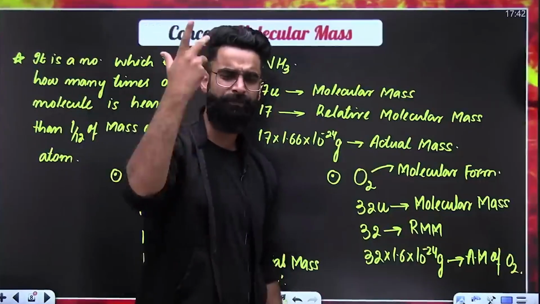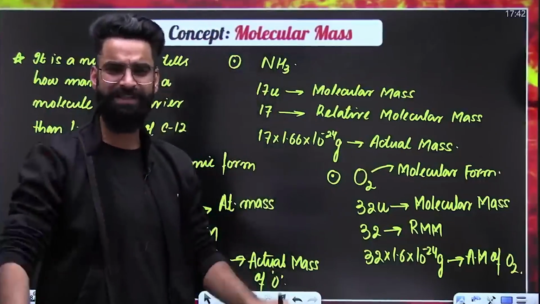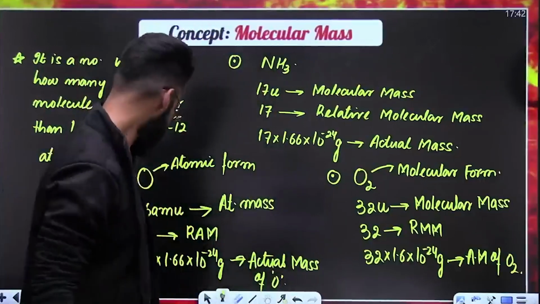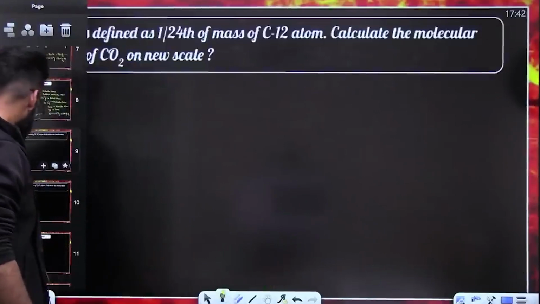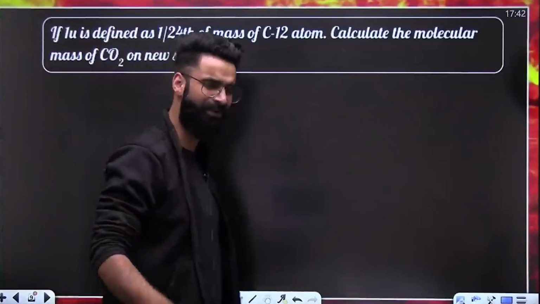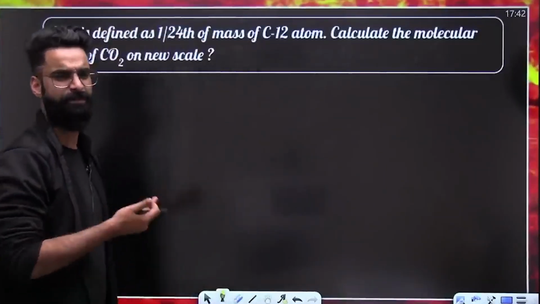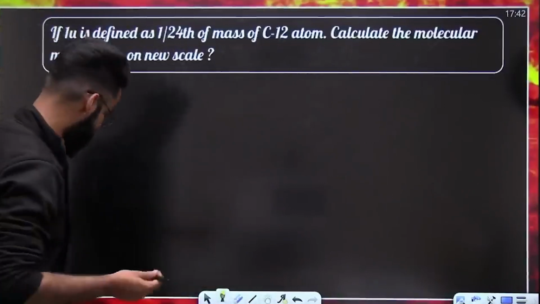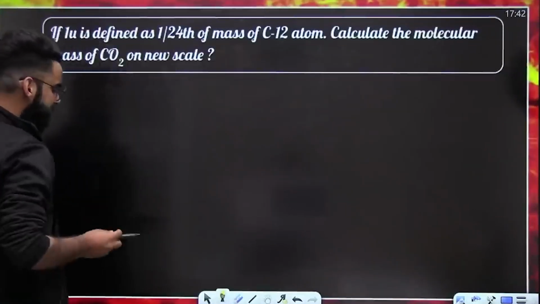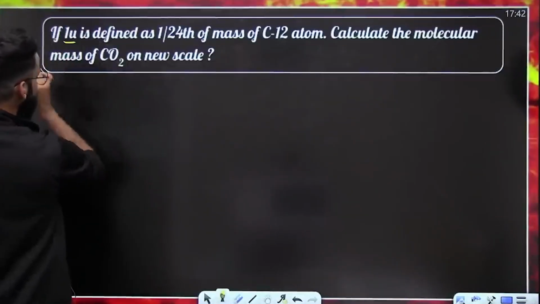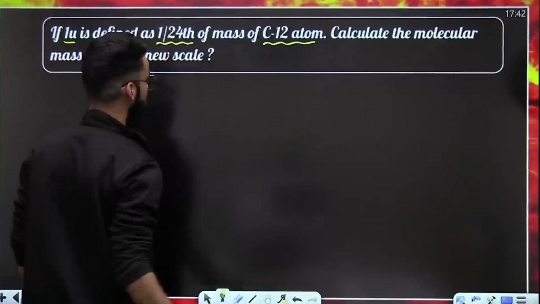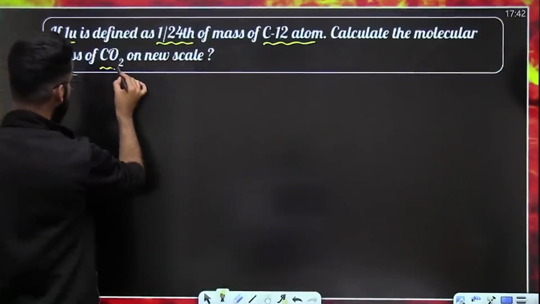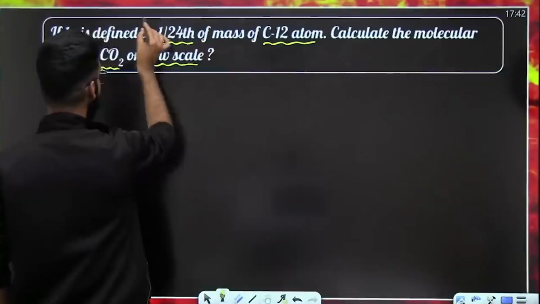Perfect. Let's try to solve a few questions which can be asked out of the two concepts which I've taught you till now. Let's see what kind of questions can be asked. Have a look, guys. This is the first question on the screen, and these sort of questions can be asked. The question is, if 1U is defined as 1/24th of the mass of carbon-12, calculate the molecular mass of carbon dioxide on this new scale.